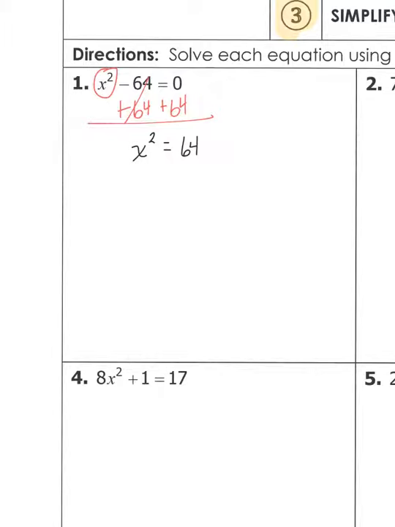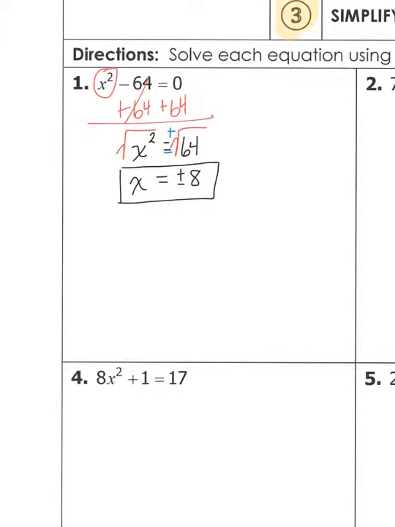So in order to solve for x squared, we're going to take the square root, because the square root of x squared is x. If I take the square root of one side, I have to take the square root of the other side. But because I know that there are two answers that make this true, I have to do a plus minus on the side opposite of the x squared. So the square root of x squared is x, and the square root of 64 is 8, but I have a plus or a minus 8. So those are my two answers.